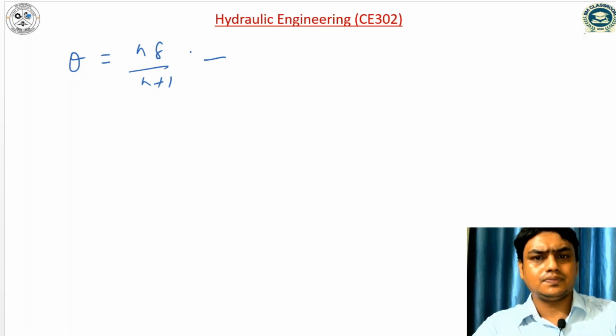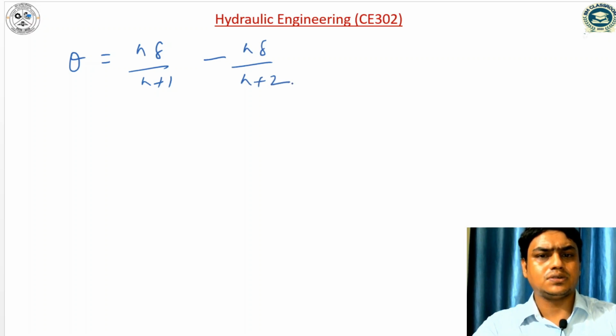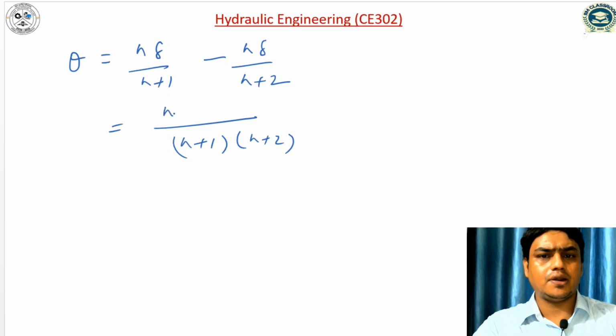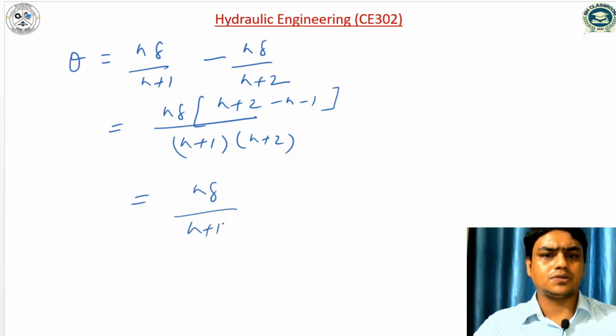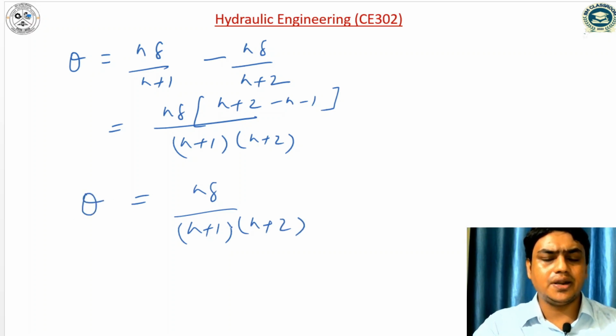So if I write n delta by n plus 1 into n plus 2, and take n delta common, so n plus 2 minus n minus 1. So it is coming n delta, n cancels, divided by n plus 1 into n plus 2. So momentum thickness is n delta divided by n plus 1 into n plus 2.